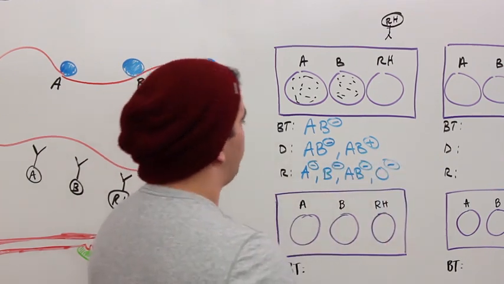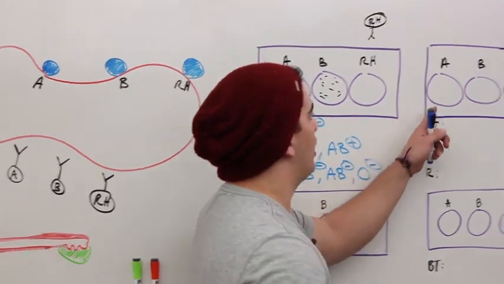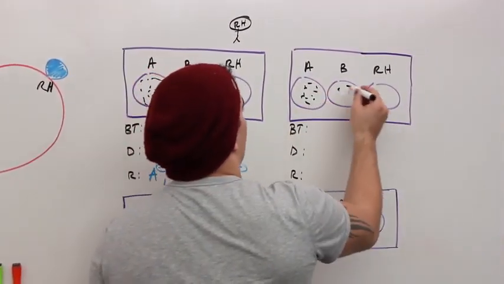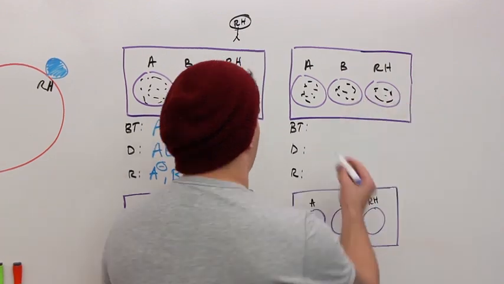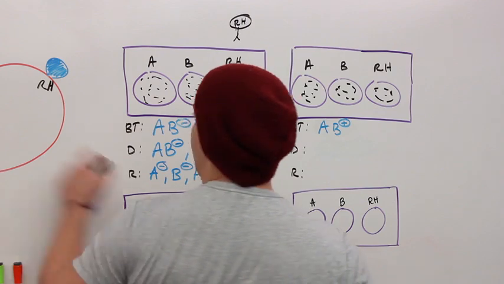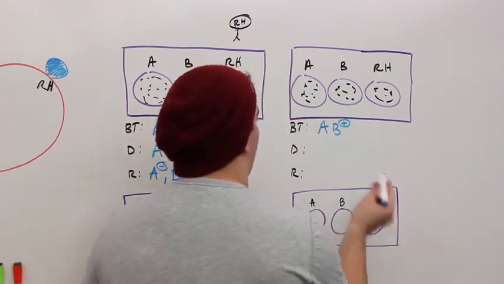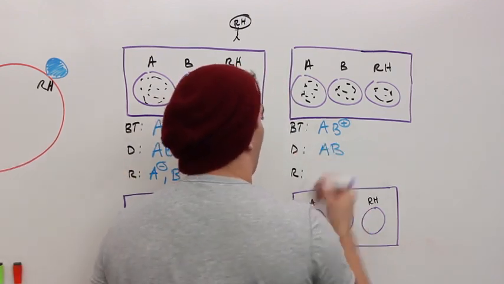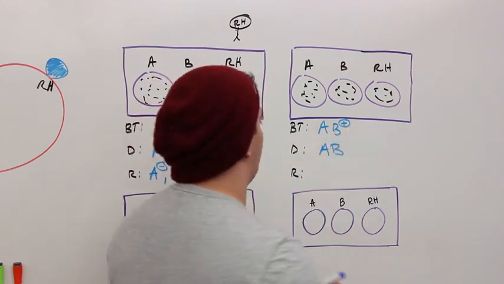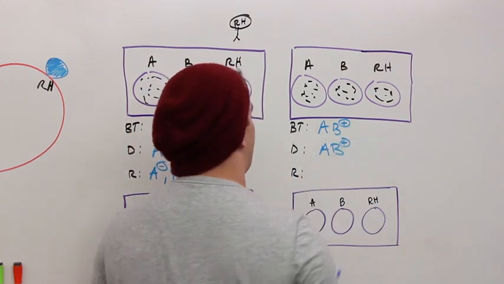Okay, now let's do this next one. Let's say that the person actually has clumping here, here, and here. So this person's AB positive. Now again, who can AB give to? He can only give to himself. Same thing, he can only give to himself. Then we follow the rule. Positive can only give to a positive. So this should just be AB positive here.